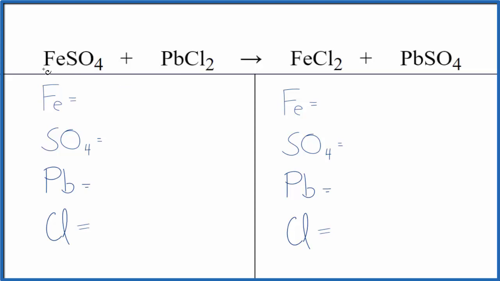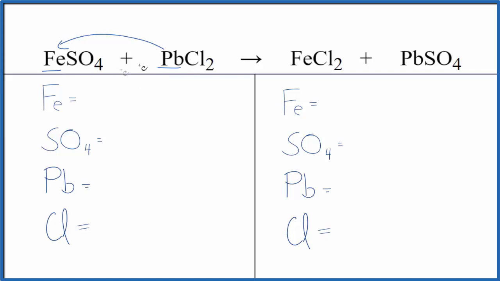We can see that we have the iron here and the lead, and they're switching places. We start out with iron sulfate, we end up with lead sulfate. We have lead chloride, we have iron chloride. Since they switch places, this is a double displacement reaction.